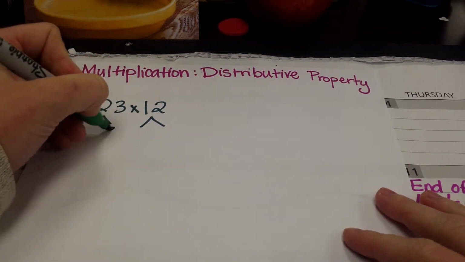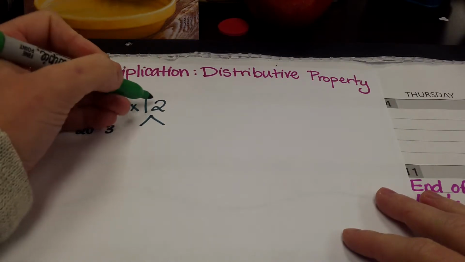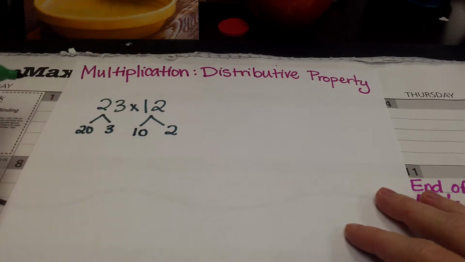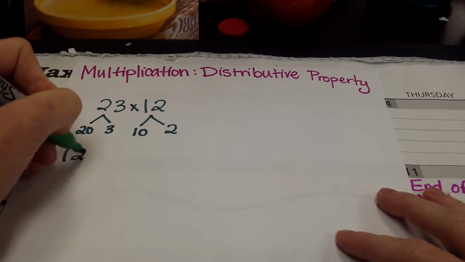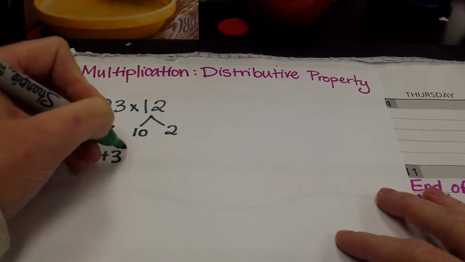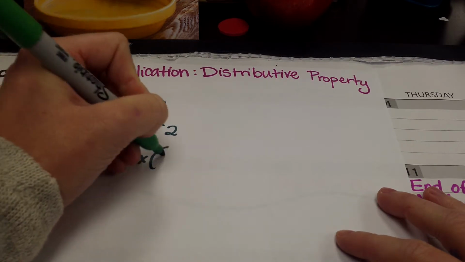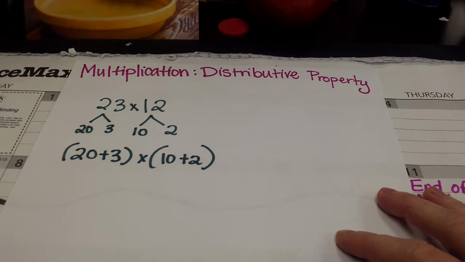So there's 3 in the ones place, 2 tens is 20. There's a 2 in the ones place, and 1 in the tens, which is 10. And then I'm going to rewrite the problem with parentheses. 20 plus 3 is representing 23 times 10 plus 2, which represents my 12.